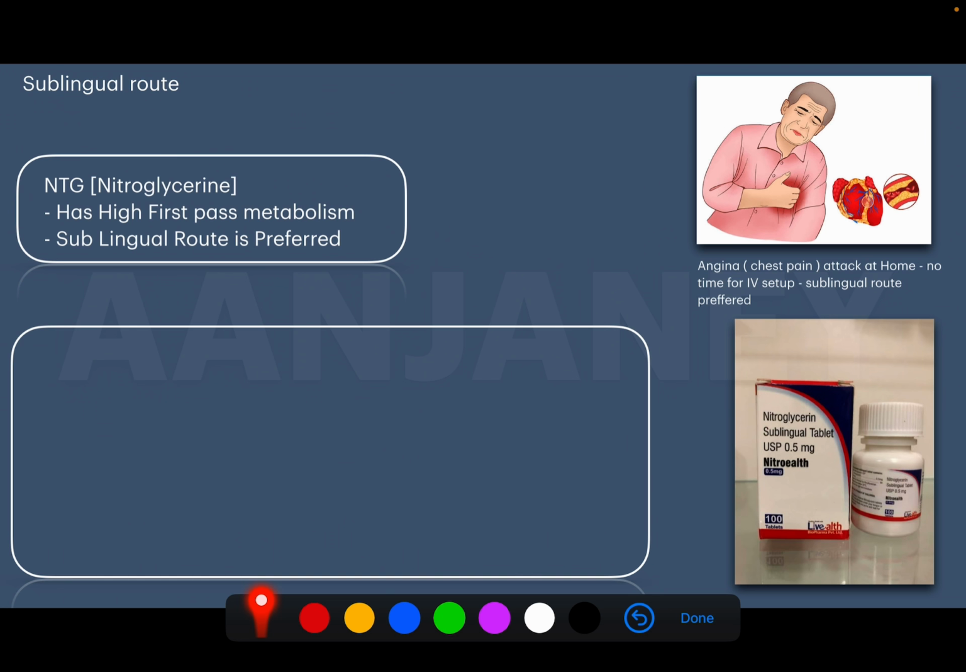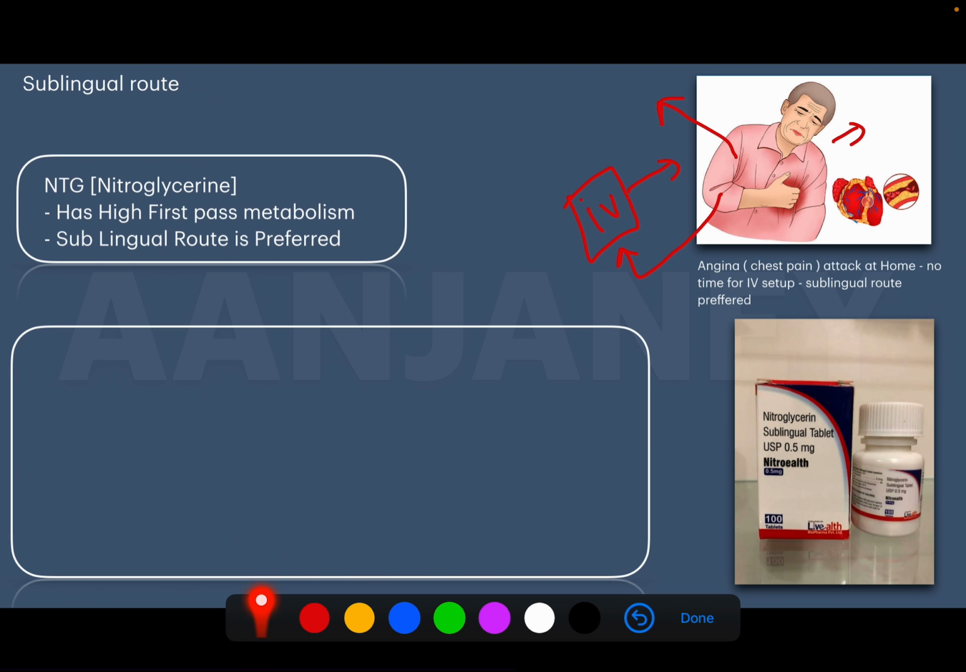So let's say some patient has angina or chest pain. Now the drug of choice for this, or the drug which we have to take for this, is nitroglycerin, and it is taken by sublingual route. Why? Because it is an emergency, so we have to take it sublingually. Now I cannot make an IV drug for this disease, angina. Why? Because the patient is going to get an angina attack at his home, and it's an emergency. He cannot go to the hospital to take an IV drug. So I need to make a sublingual drug for this condition, which is angina or chest pain.